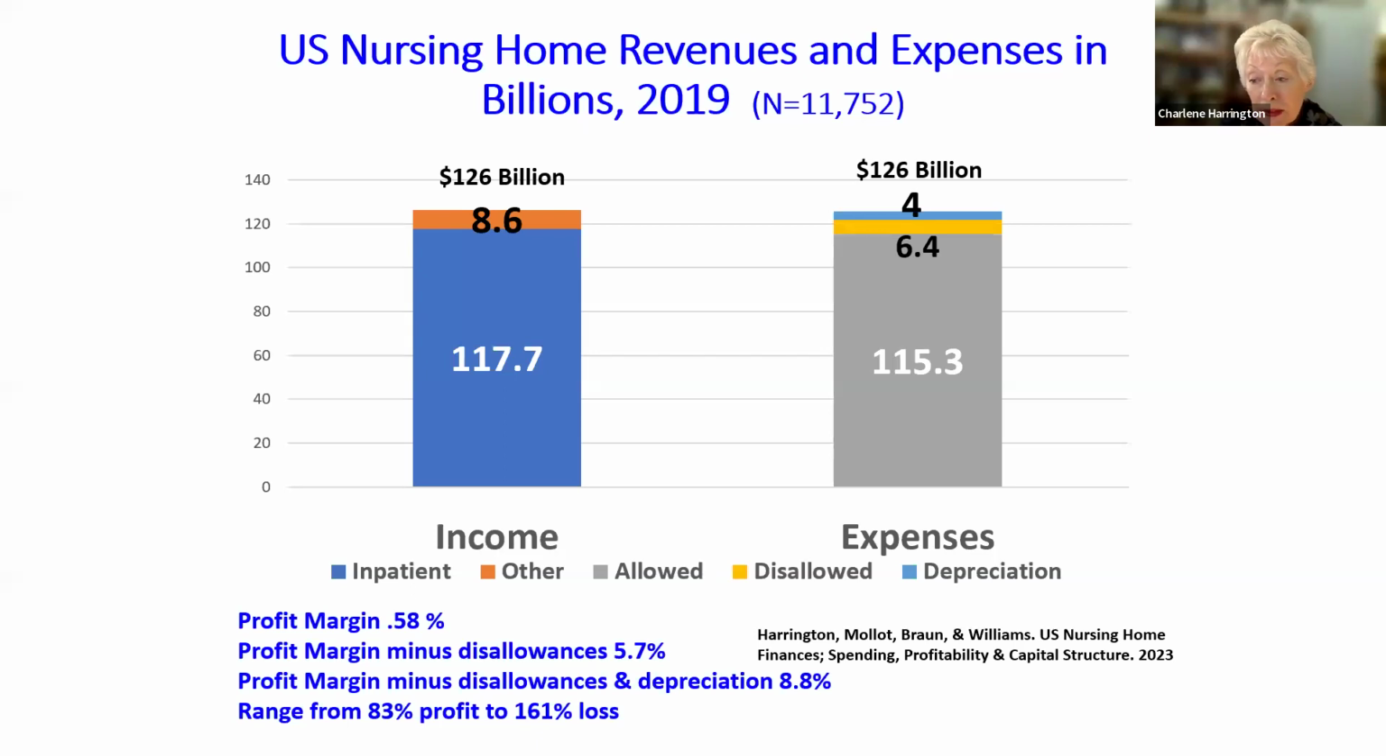And as Sam said, many nursing homes are reporting a loss. One nursing home, and this is after we cleaned the data and took outliers out, reported a loss of 161%, and another one reported 83% profit. So there's a wide range, but nursing homes have an incentive to report losses because then they can go to government and ask for increased rates. They don't have to pay taxes and so on. Next slide.